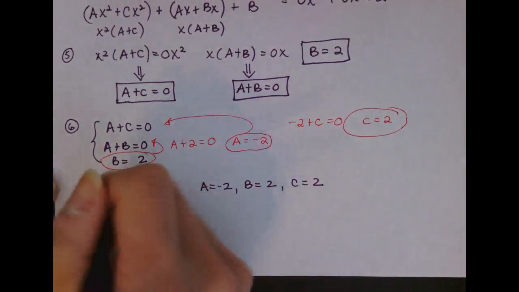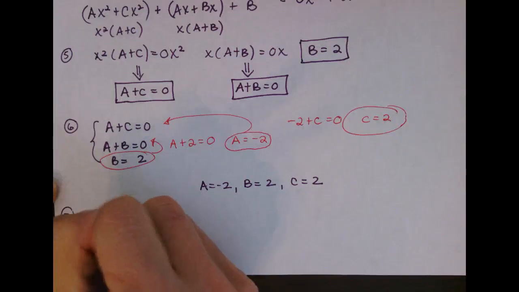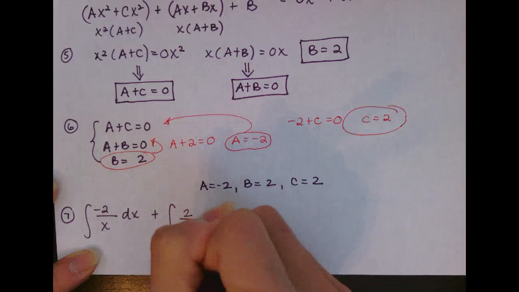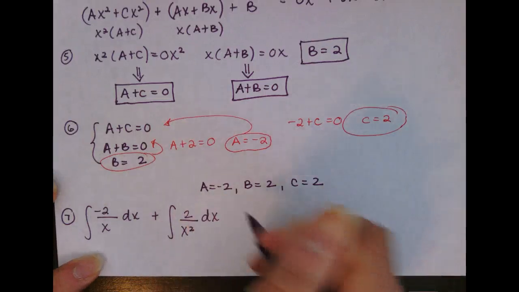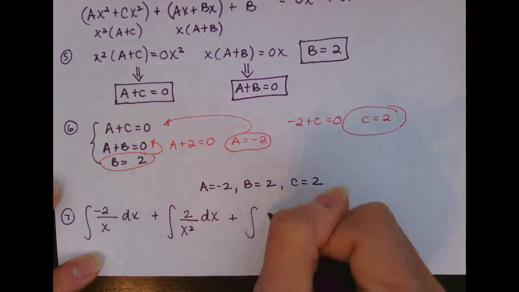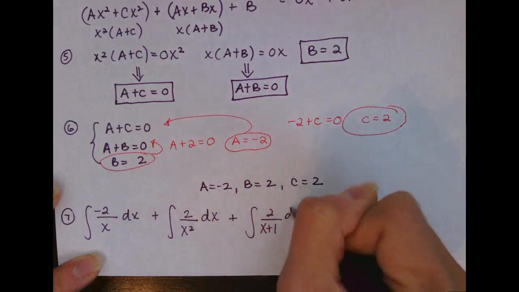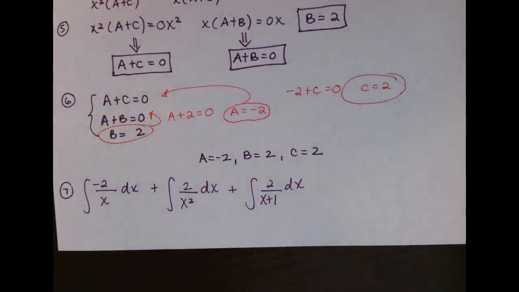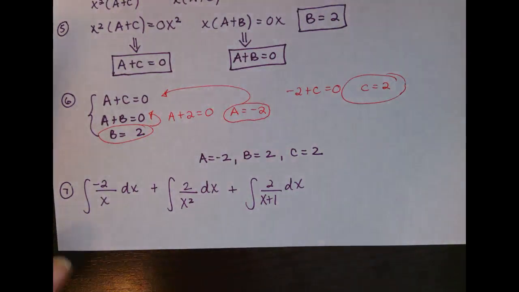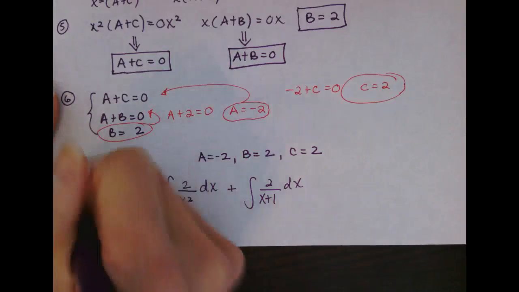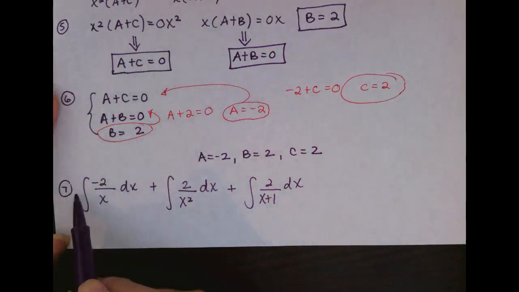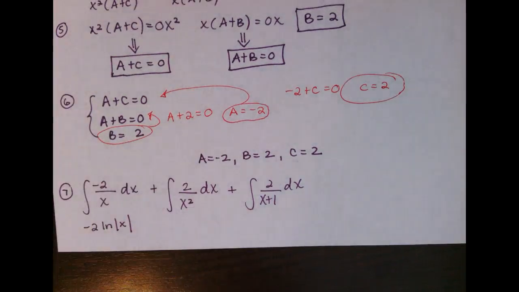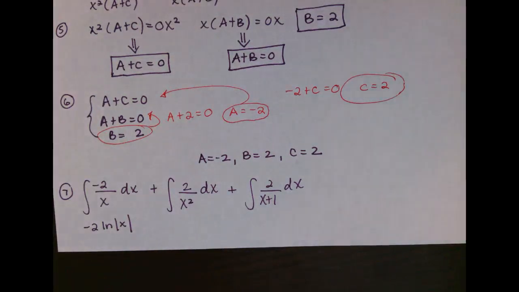Therefore, my fractions are negative 2 over x plus 2 over x squared plus 2 over x plus 1. And so what I want to do is integrate each of these individually and then add my results. The first one, I can take the negative 2 and think of it as a constant multiple, factor it out. And the result will be negative 2 natural log of absolute value of x.